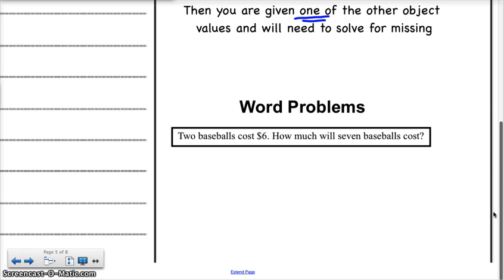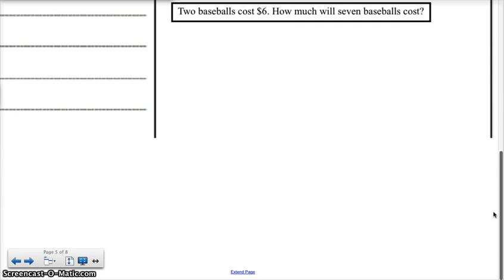Now this example, there's a reason I chose this easier example. I chose it because you already are going to know the answer, which will help you visualize more how to set it up. Two baseballs cost $6. How much will 7 baseballs cost?